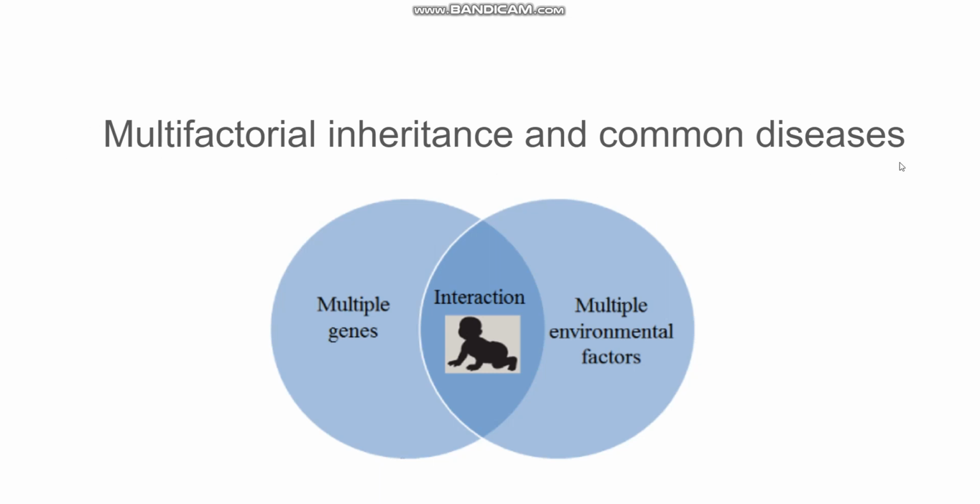Let's talk about multifactorial inheritance and common diseases. Multifactorial inheritance refers to the fact that many factors influence how you inherit a specific trait, phenotype, or disease. This is due to multiple genes and multiple environmental factors. Common diseases refers to specific diseases which are very common, specifically genetic variants found in 1 to 5% of the population. Examples include type 2 diabetes and asthma, which are due to many factors. So these are multifactorial inheritance.